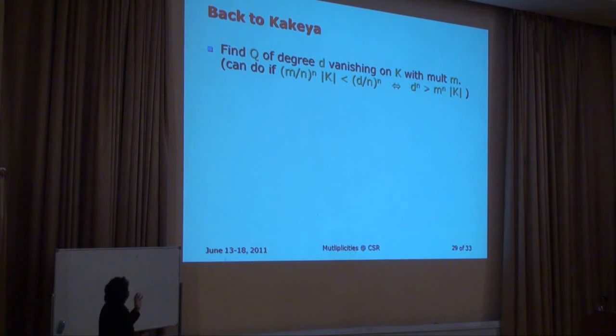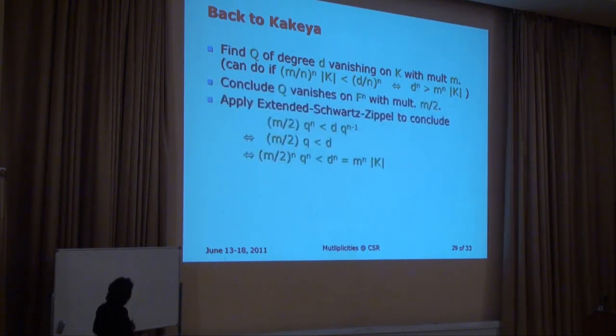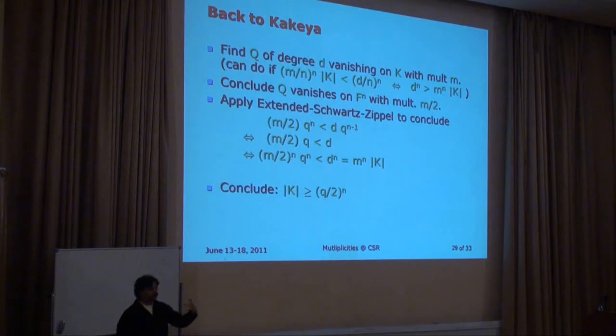So once we had this, we started playing around with the numbers, which I won't do over here. You find a polynomial which is 0 on the Kakeya set with very high multiplicity, conclude it's 0 on the entire space with very high multiplicity, and then apply this strengthening of the Schwartz-Zippel that we had earlier, and you conclude that this polynomial has too many zeros of too high multiplicity on the space, and that's a contradiction. What do you conclude based on this? The size of the Kakeya set is at least q over 2 to the n.